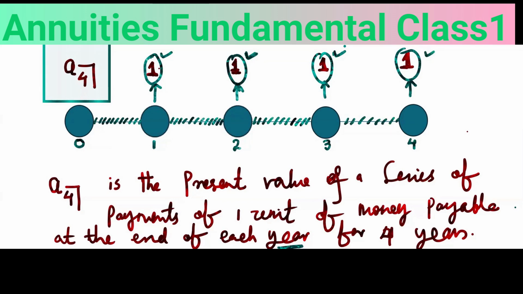So A4 is the present value of a series of payments of 1 unit of money payable at the end of each year for 4 years. So now I will make it n years. Instead of 4 years, I will make it n years.